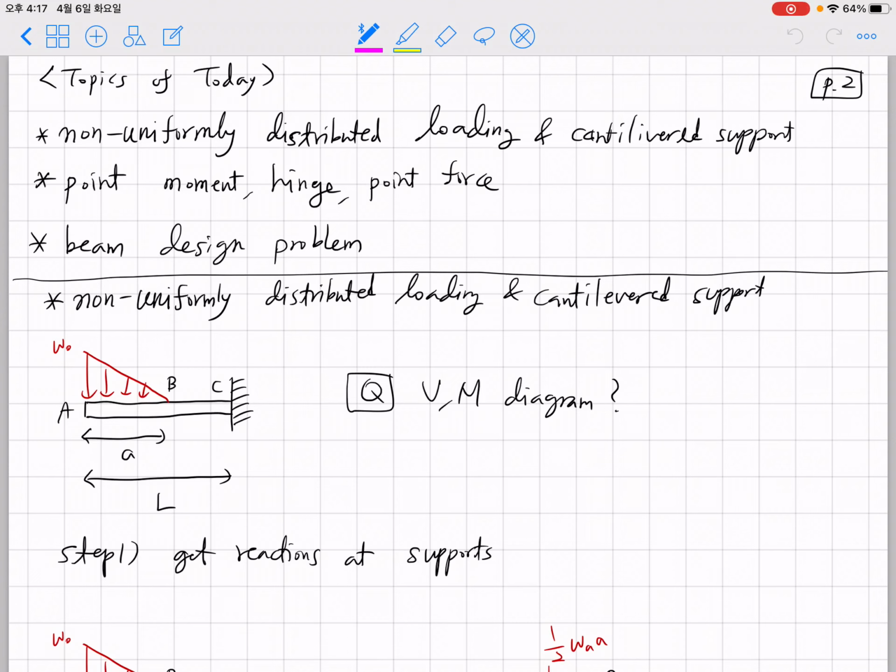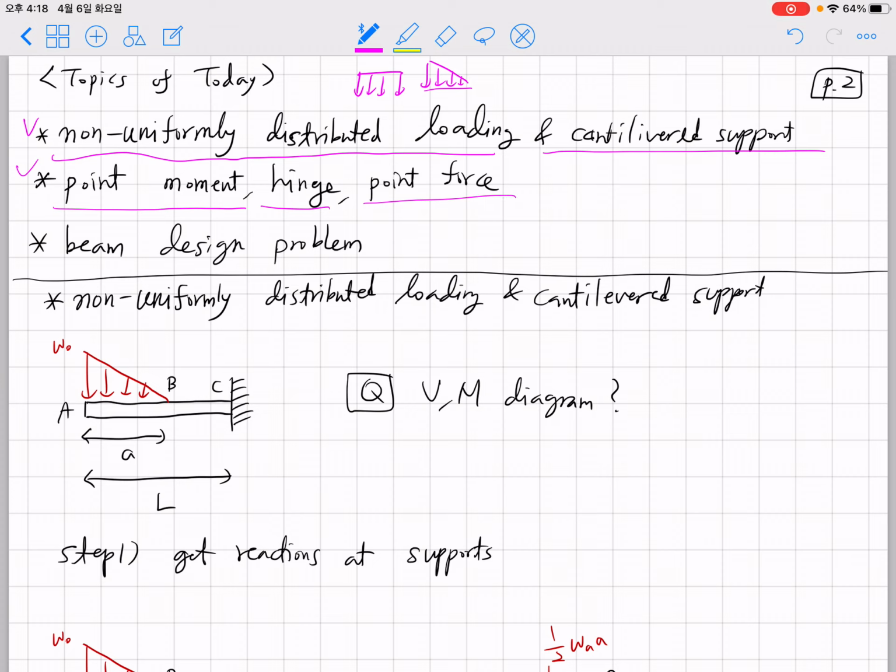Today, we'll consider three topics. In the first topic, we'll discuss non-uniformly distributed loading. In the previous lecture, we discussed only uniformly distributed loading, and it was relatively easy. But today, we're going to consider distributed loading with a different force per length distribution, and we'll have a little bit more complexity. We'll consider some cantilever support and simple supports together, and then we're going to discuss the point moment and hinge and point force example problems.